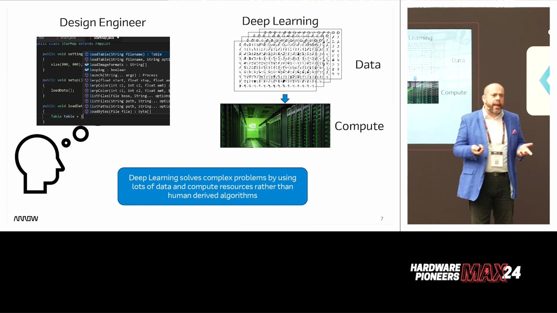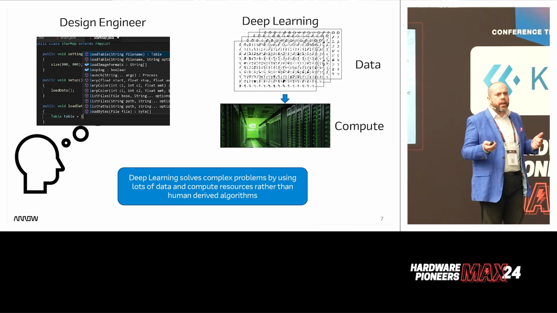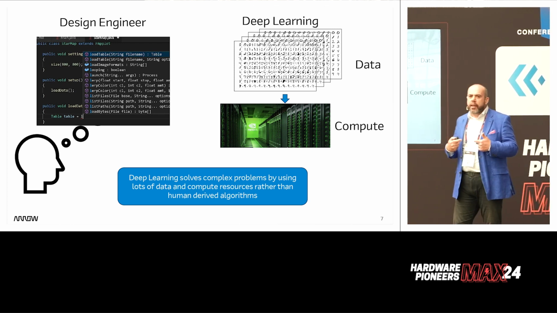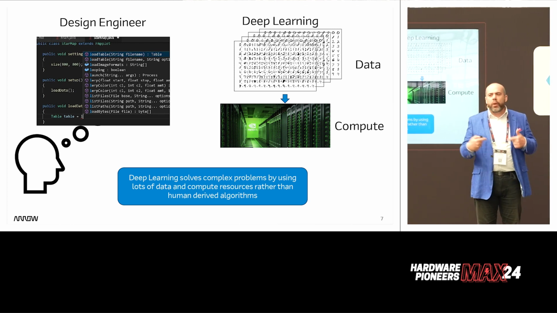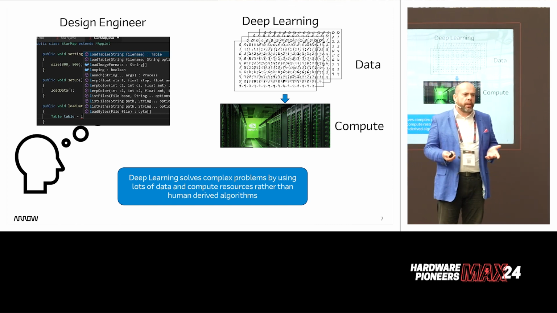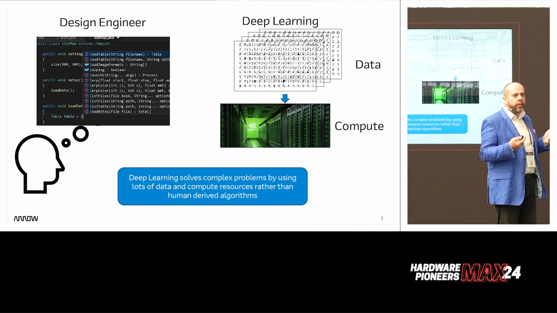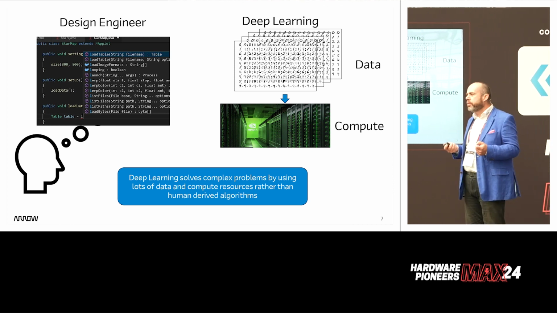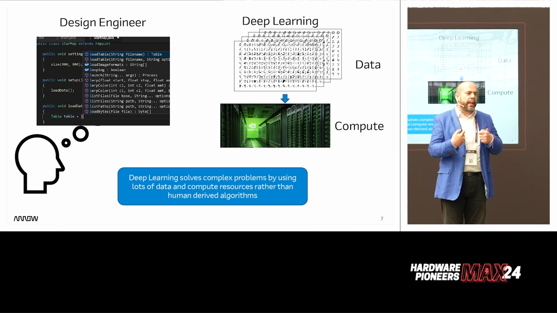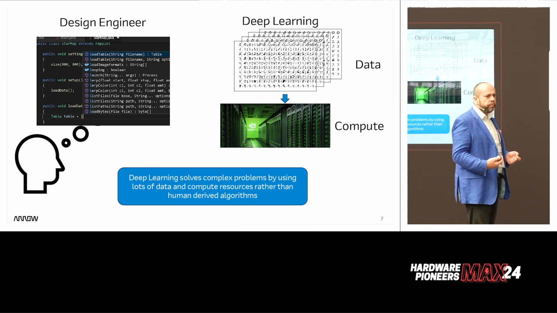And so why AI? The idea of AI is that we replace the ingenuity and time of a design engineer with lots and lots of compute resource and lots of data. So instead of having a design engineer spending time working out how to describe this algorithm, we just use lots and lots of computers and lots of data, and we let them work out how to do it themselves.